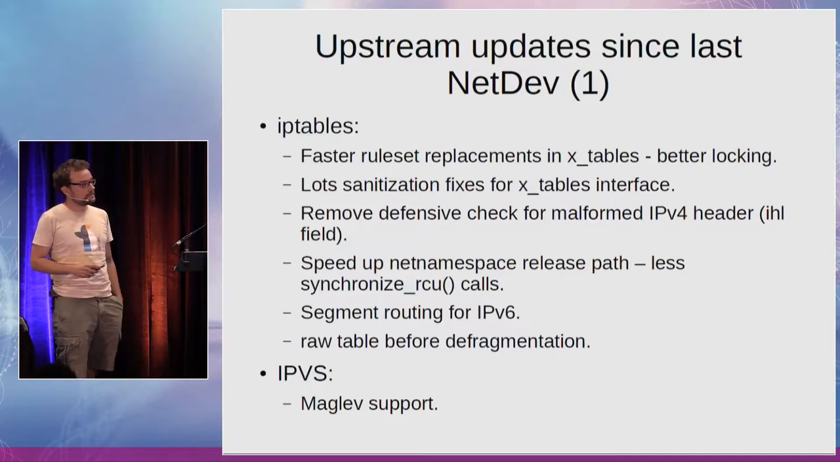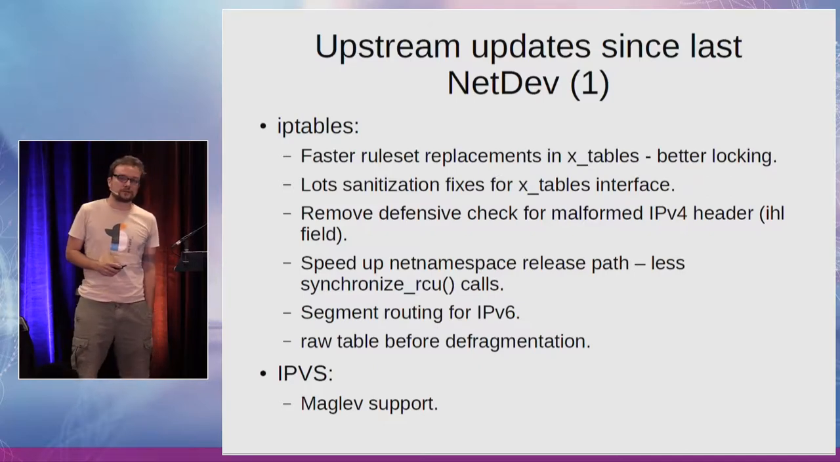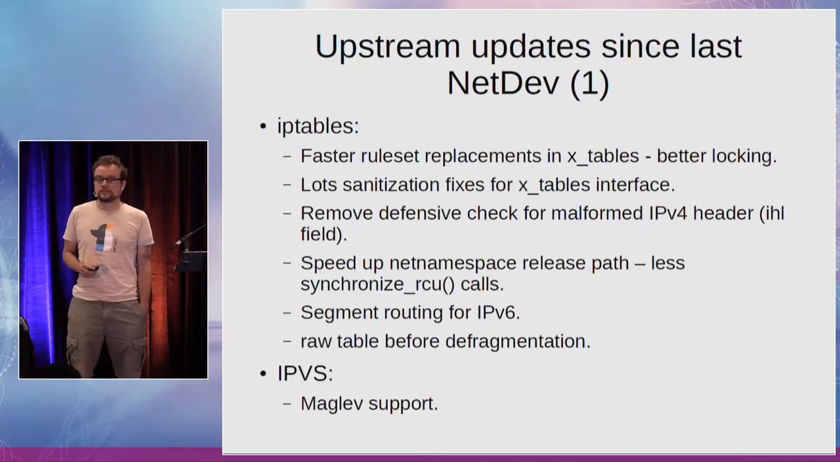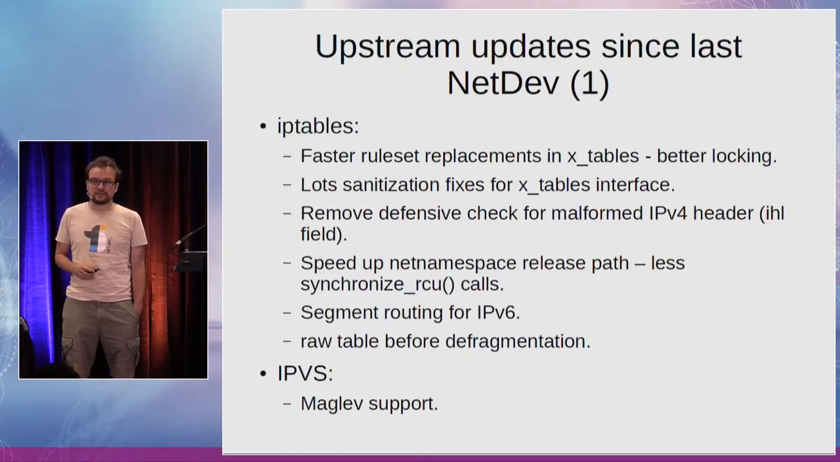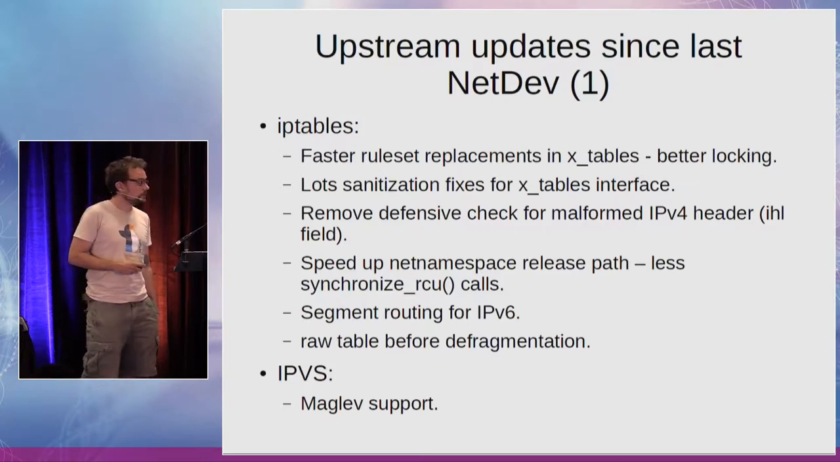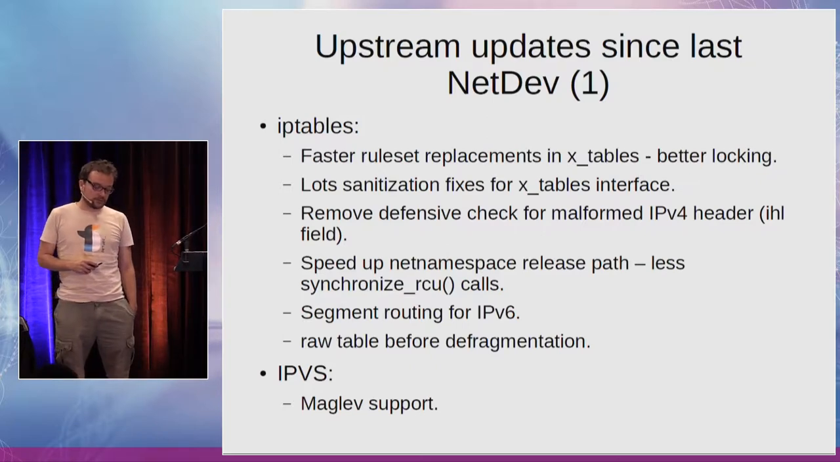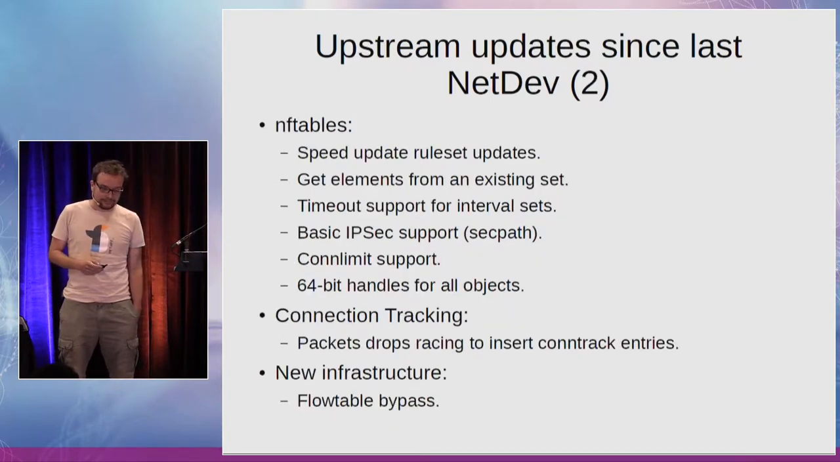There is a new feature that is allowing you to filter traffic before defragmentation. So now you can load the raw table before the defragmentation engine. Traditionally, this has always happened after. It's a module parameter that you can specify. So when the iptable_raw module is loaded, you can specify where you want to do the filter. In IPVS, the main thing that happened is the Maglev support that got contributed.